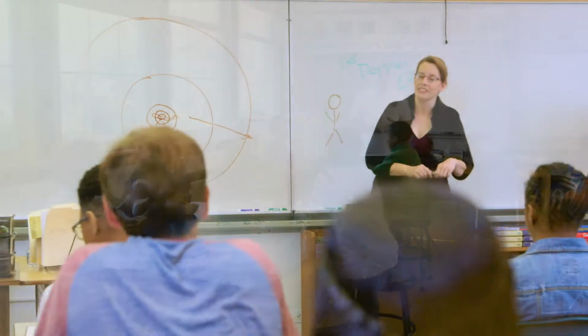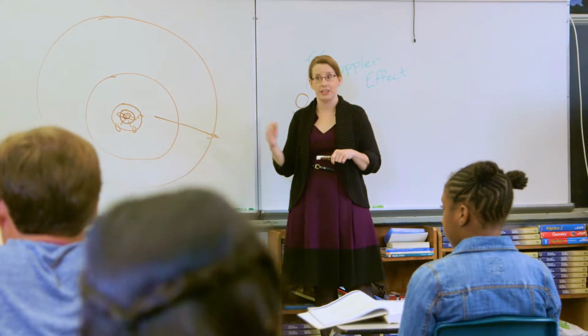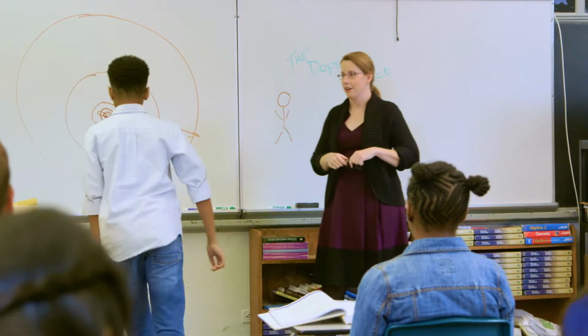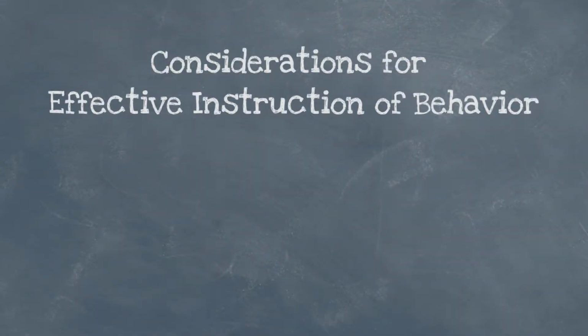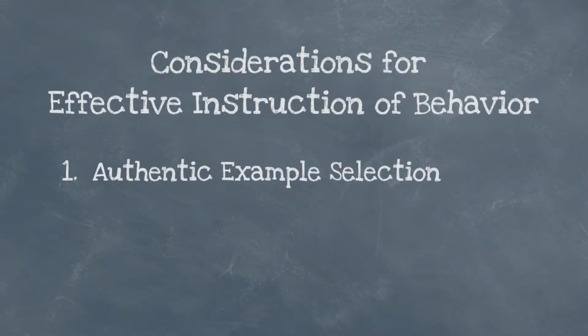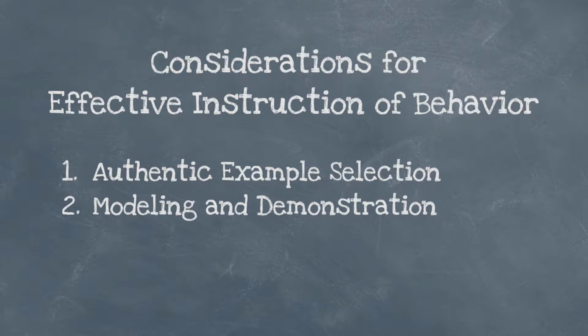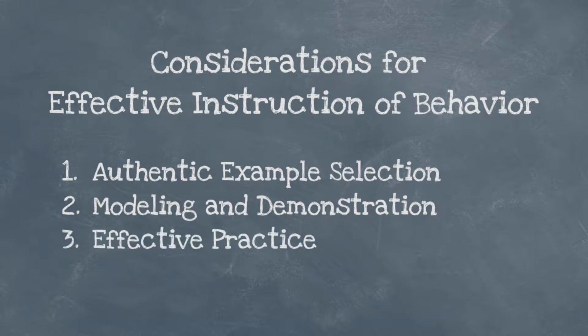In modules 1 and 2, you saw how engagement and feedback are essential components of instruction. Now, we're going to discuss some other components of effective instruction for behavior. And we'll do this in 3 main parts. First, we'll talk about developing authentic examples for teaching behavior. Next, we'll discuss modeling and demonstration as a teacher behavior during instruction. Finally, we'll look at how the teacher can facilitate practice to set students up for success.